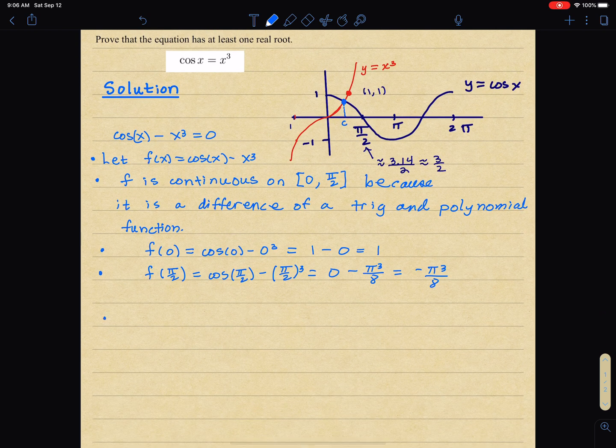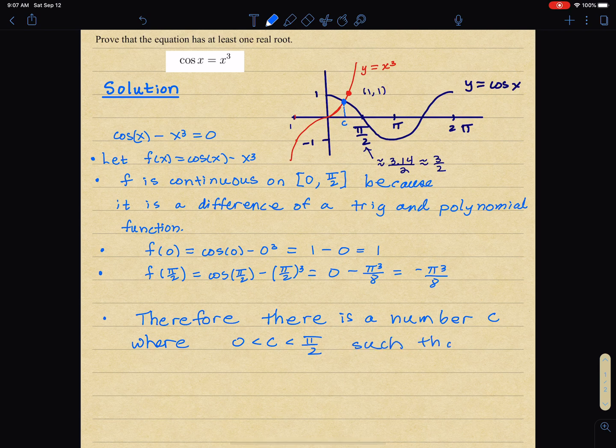But we make the conclusion. So I'm going to write "therefore," which means I'm making a conclusion. Therefore, there is a number, and sticking with our textbook, I'm going to use the letter c, where c is between 0 and pi over 2, such that f of c equals 0. It seems to me the logic is very clear if we can read what it says here. The function's positive, and then the function's negative.